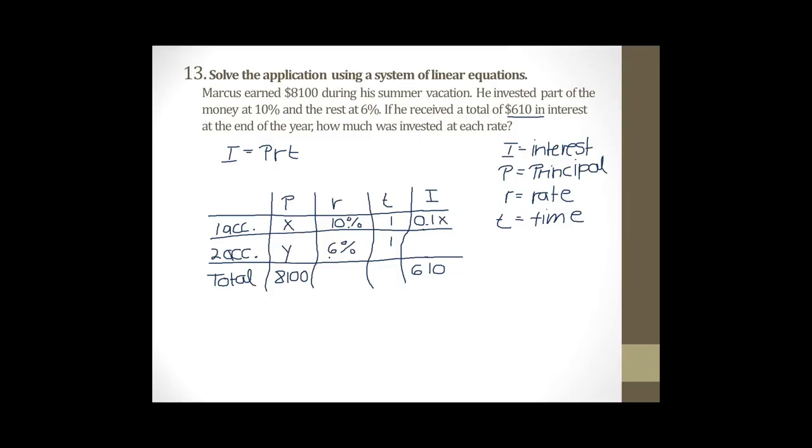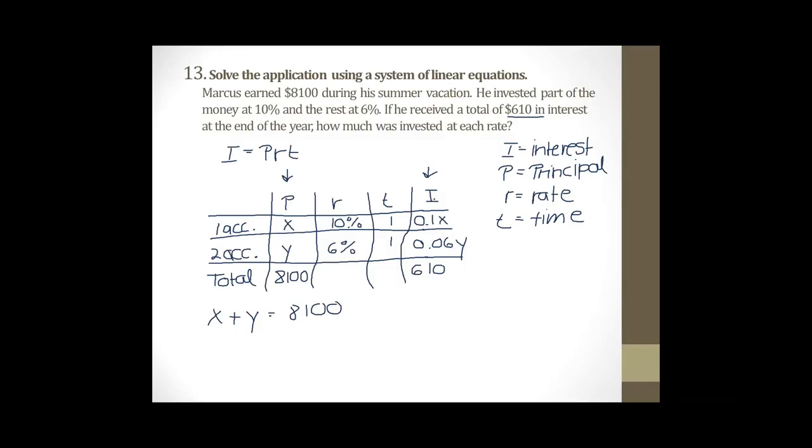So y times 0.06 times 1 gives me 0.06y. Okay, as you see now, if I'm looking at this and I'm looking at this, which are totally filled out, I have two equations, because if I take the first account principal and I add the second account principal, I will get my total, one equation. So x plus y equals 8,100.